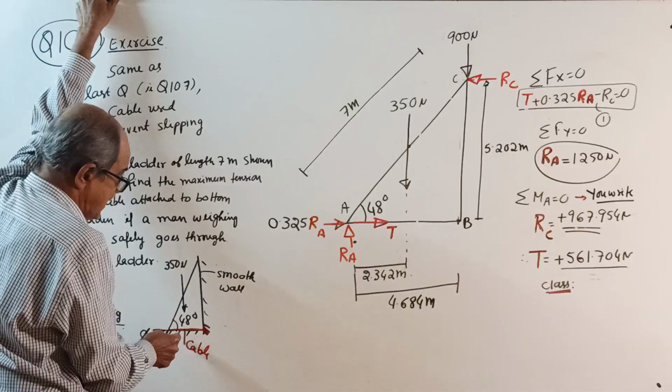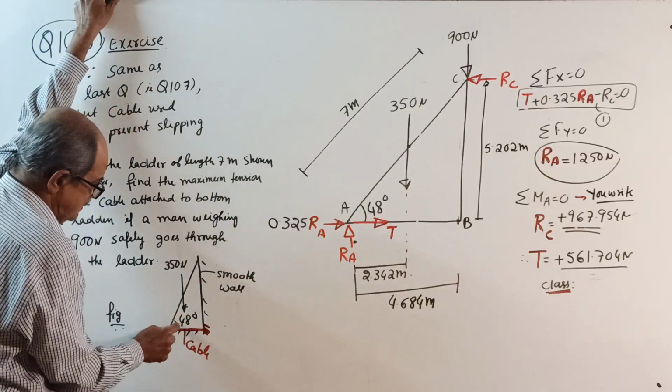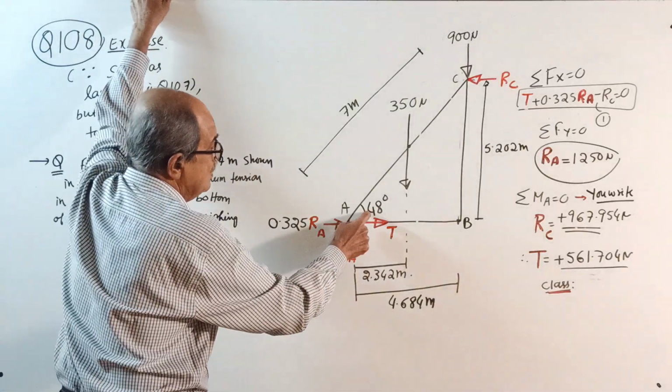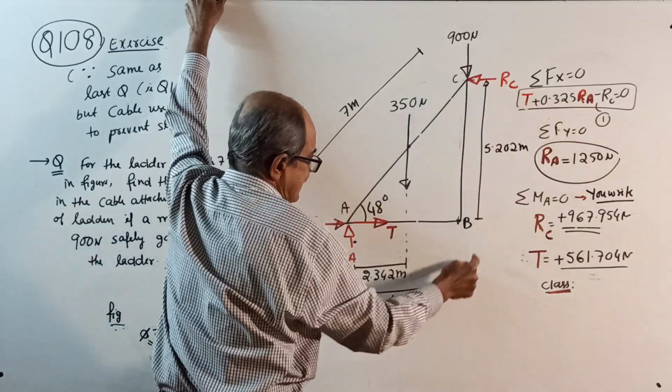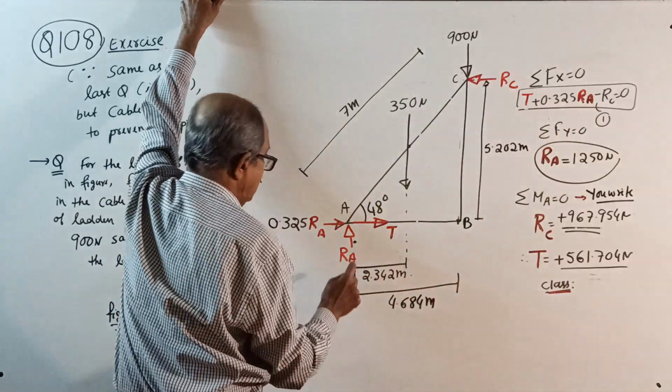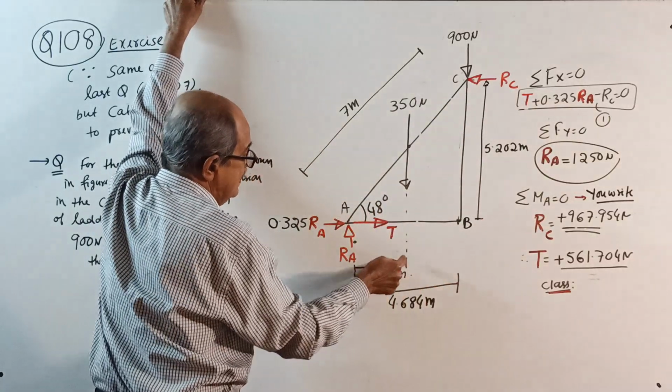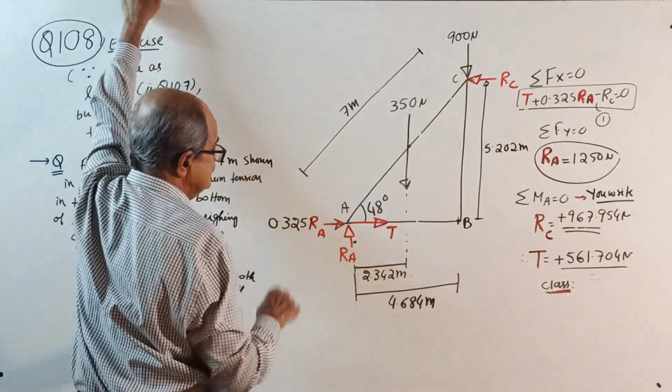This angle is 48 degrees. Using this 48 degrees, though actually not required here, with length 7 meters, find the height and find the base length. Once you get the base length here, this is the midpoint, and you get the answer.